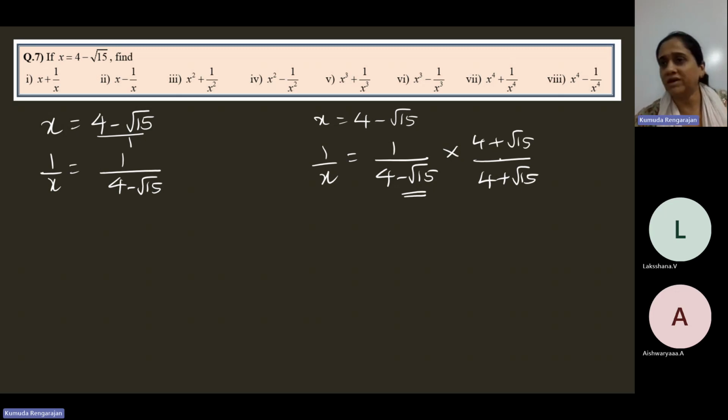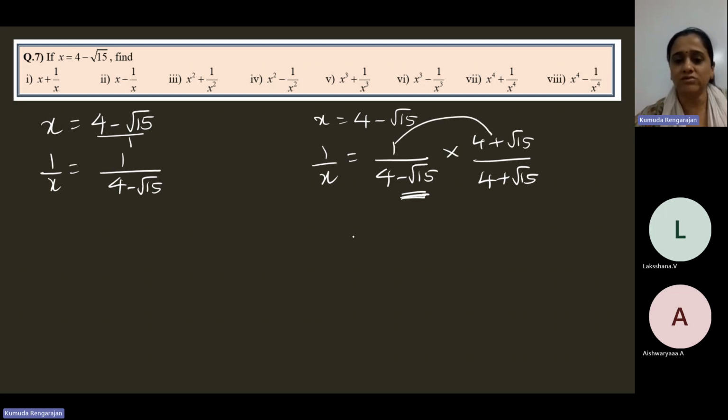Now root 15 cannot be expressed as a mixed surd because 15 is 3 into 5, and there are no square factors. I've told you, whenever it's possible to express as a mixed surd, do it. But here it's not possible, so root 15 is root 15. So the denominator is irrational, rationalize the denominator like this.